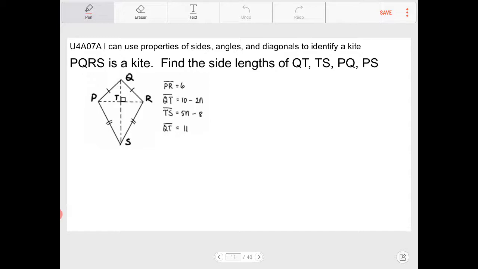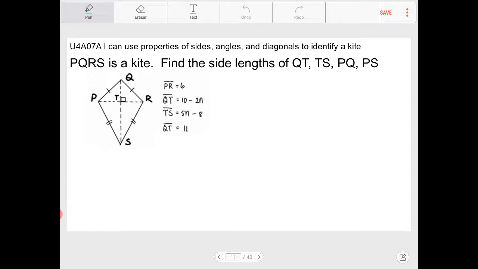All right, so let's try the next one. Please pause the video, see if you can figure this out on your own. Hopefully you guys had some time to think about this. So PQRS is a kite. We need to find the side lengths of QT, TS, PQ, and PS.